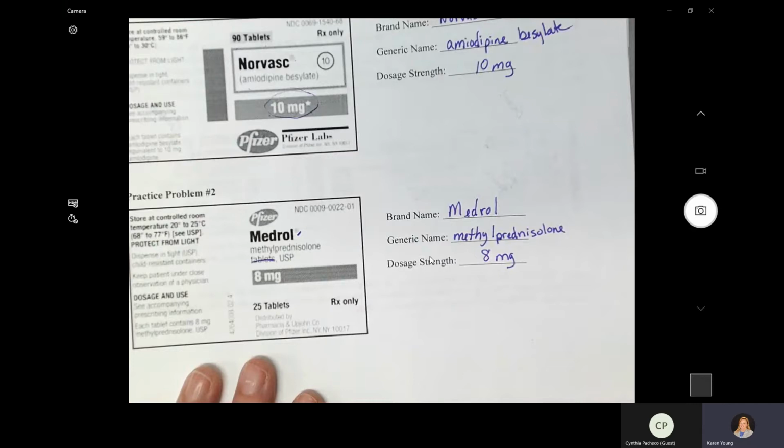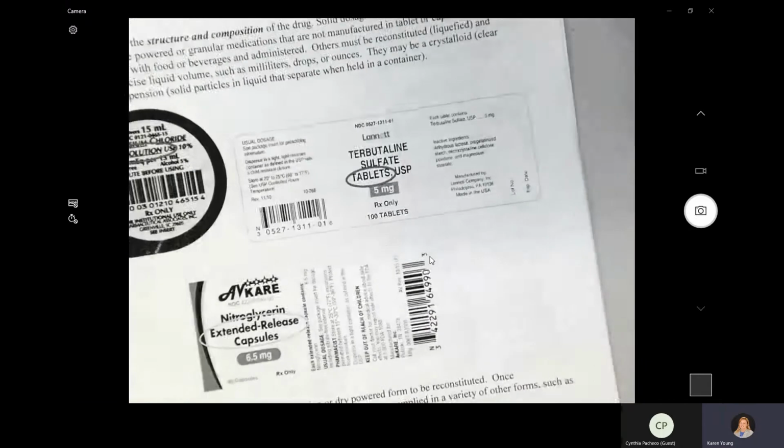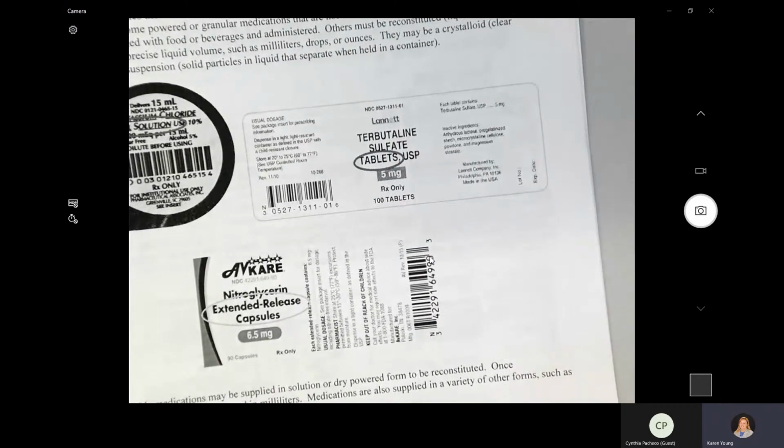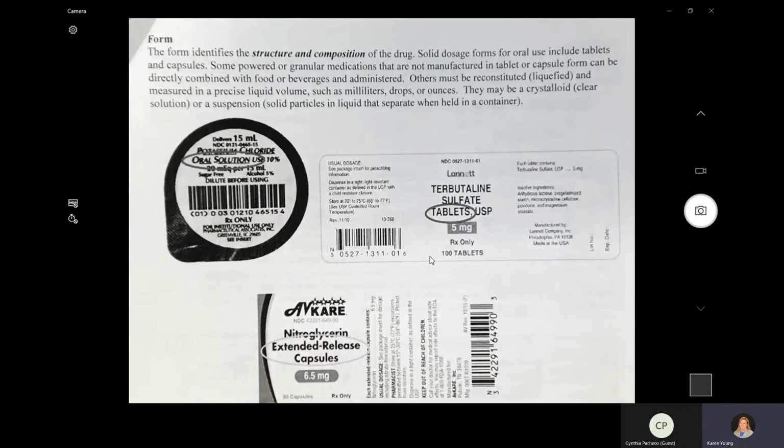So this part's the easy part, being able to tell the generic and the brand names and not getting confused, and the dosage strength. Matter of fact, to me, this whole chapter is easy because there's no math involved. It's all just kind of knowing what the different parts of the medication label are, or the different parts of the drug label. I said medication label, medication order.